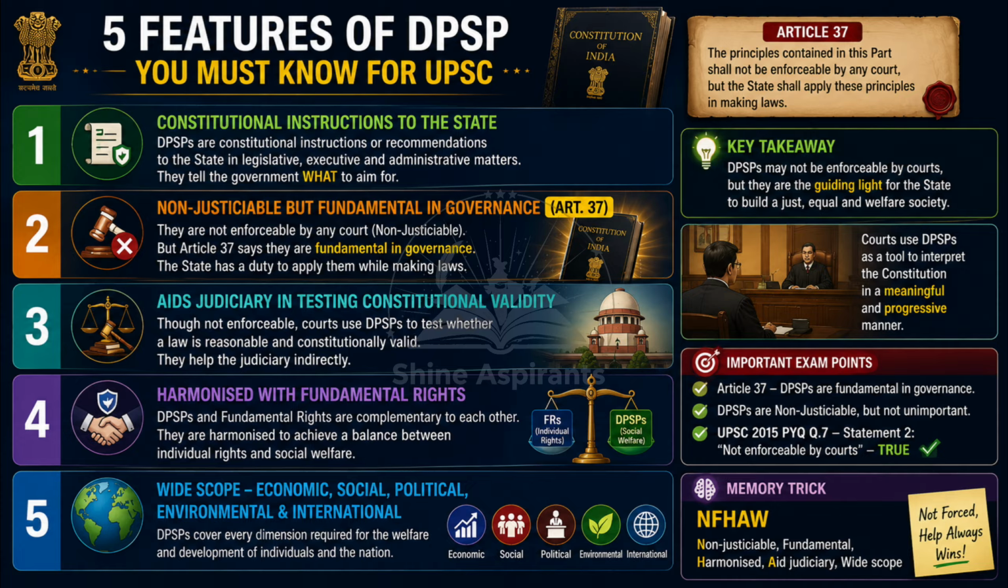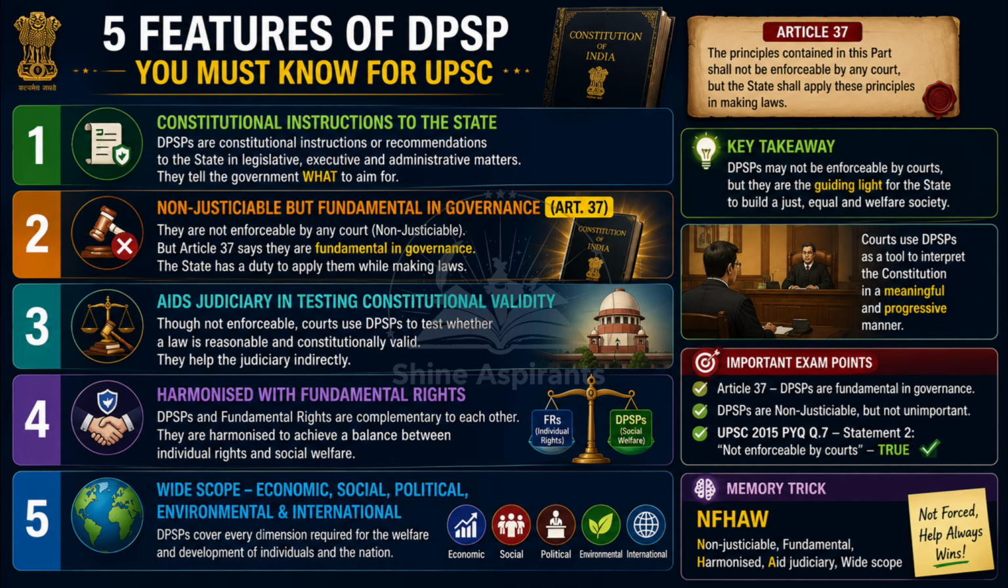However, and this is critical, Article 37 says they are fundamental in governance. The state has a duty to apply them while making laws. So they are non-enforceable but not unimportant. They are not enforceable by any court. But these are fundamental in the governance of the country, Article 37. Feature 3, even though courts can't enforce DPSPs, they use DPSPs. When a court tests whether a law is reasonable and constitutionally valid, it harmonizes the law with DPSPs. So DPSPs help the judiciary indirectly.